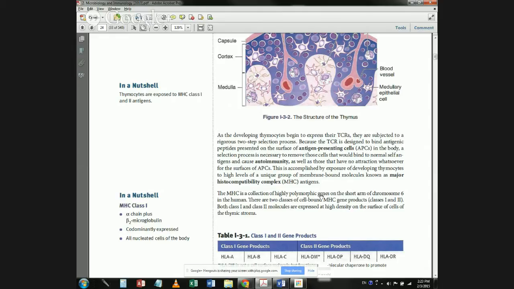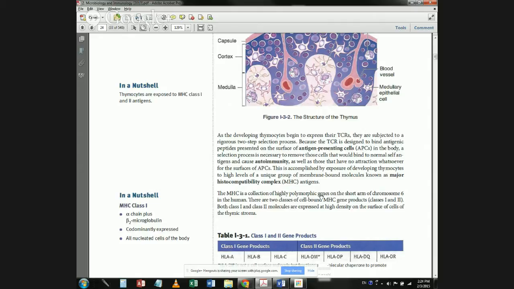This is accomplished by exposure of the developing thymocytes to high levels of a unique group of membrane-bound molecules known as major histocompatibility complex, or MHC antigens. These major histocompatibility antigens are a collection of highly polymorphic genes on the short arm of chromosome 6 in the human. So chromosome 6 has these highly polymorphic MHC genes, and I believe they're unique to each human.